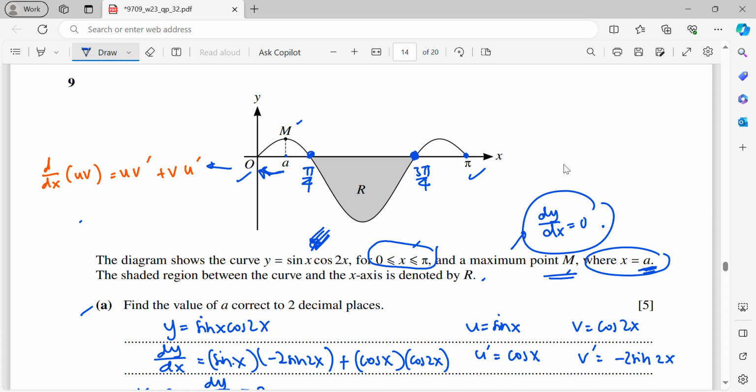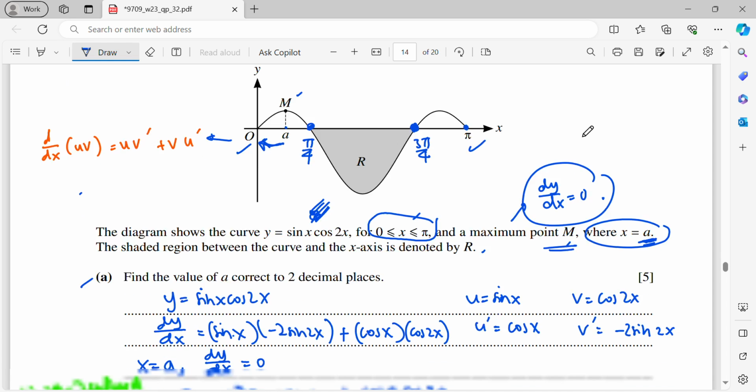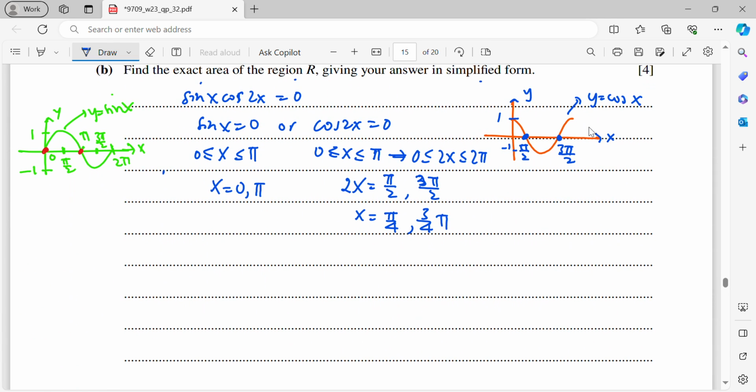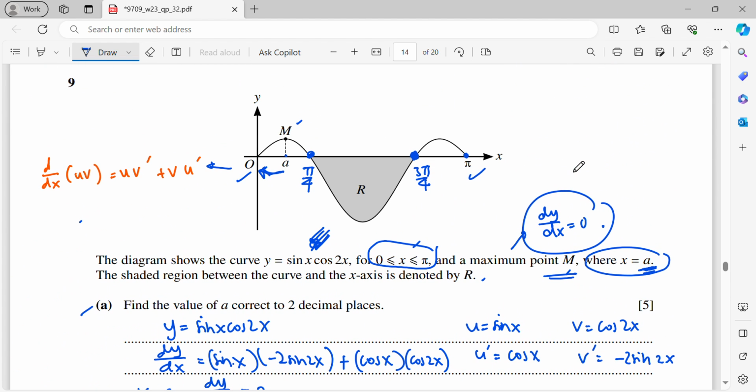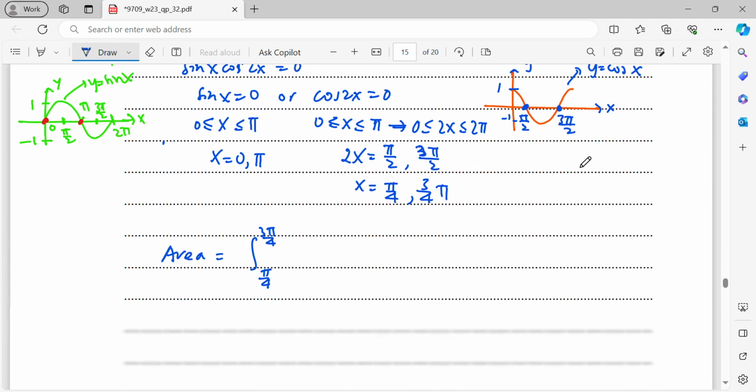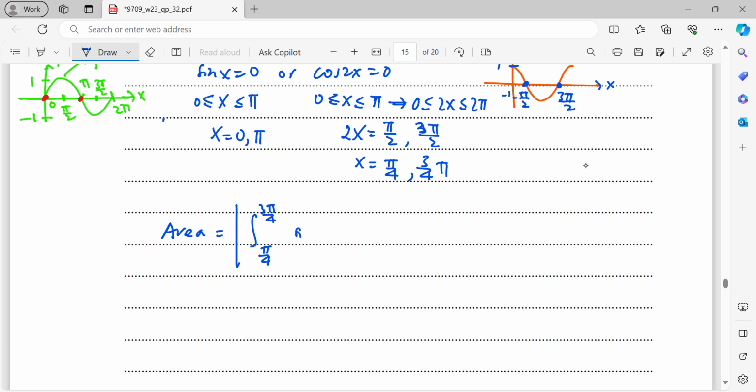Which means when I consider the integration later on, I have to put a modulus to make sure that it is positive for the area. Because the area of the region below the x-axis will be negative if you directly apply the integration formula. So integrate from pi over 4 to 3 pi over 4. The graph, okay, let's look at the graph first. It will be sine x cos 2x with the modulus later on, dx.